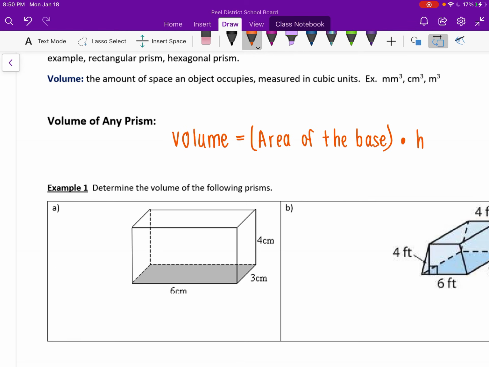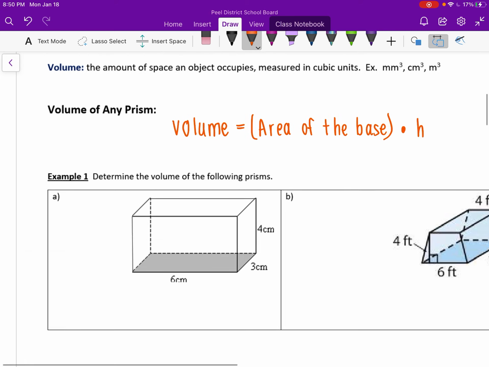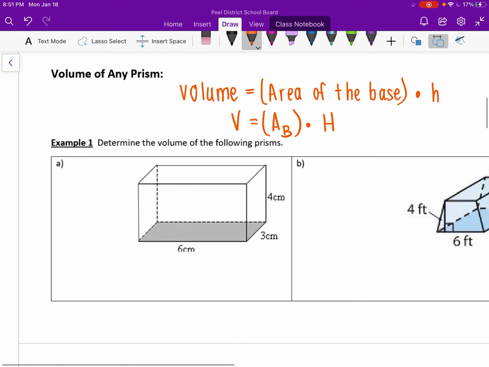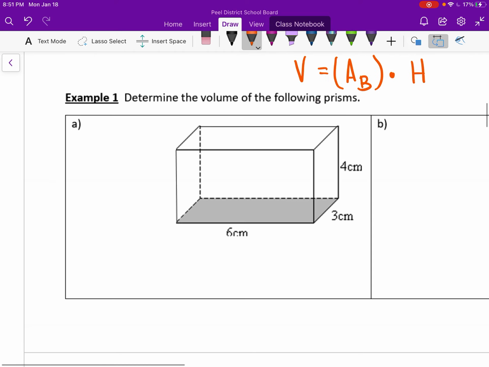So the best way to go over this is to obviously go in and do the example questions. Area of the base, I always write as AB, because I just like having shortcuts. And I always write H as capital H, actually. So this is capital H, height. Okay, let's go here and do the first one.